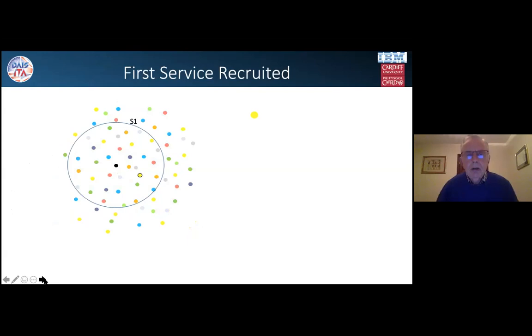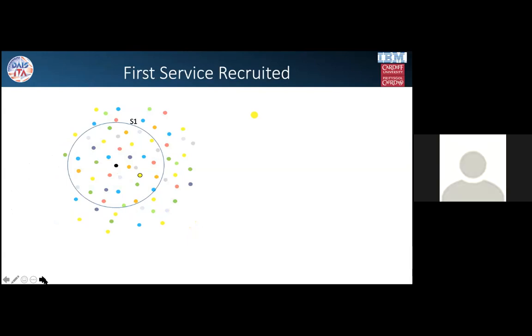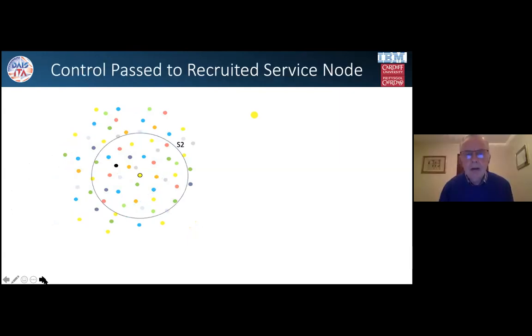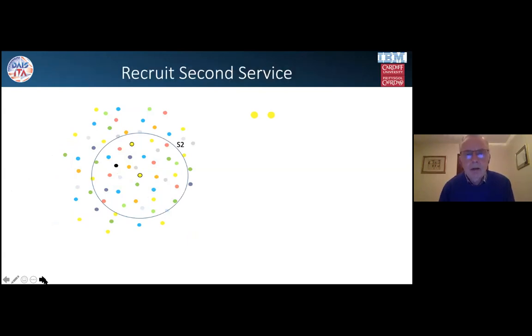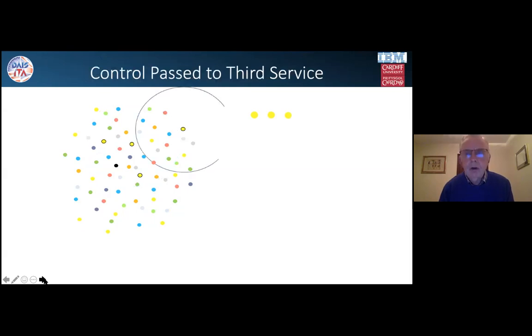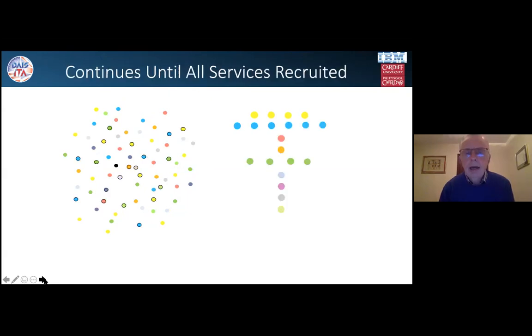And a yellow service responds. And we use some techniques that you need to read the papers about for how we guarantee that only one service is accepted. But when that service receives the vector, the control is passed to that service, and that service unbinds the vector and just retransmits it. And when it retransmits, it finds the next yellow vector. Service control is passed to that node, and it finds the next vector, and so on, until we've got the yellow nodes, and then we gather the blue nodes, and eventually we collect all the nodes together that we need.